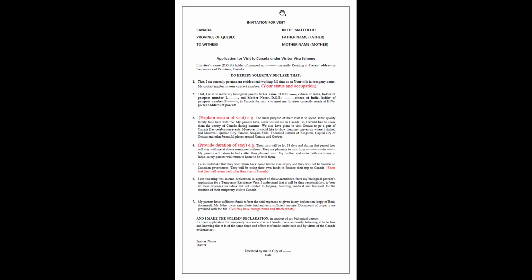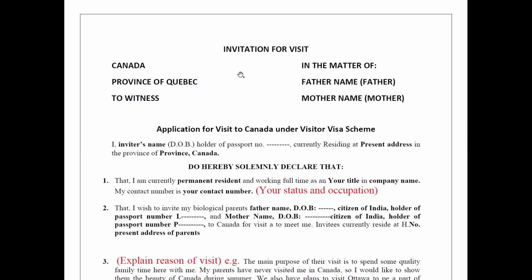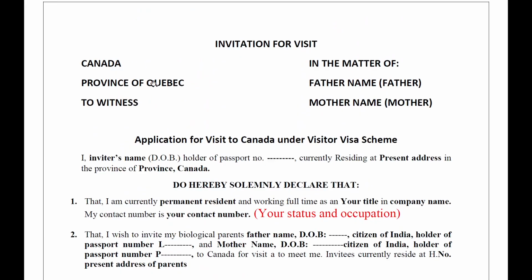So this is how an invitation letter looks like. I will go through it one by one, how I prepared this letter when I wanted to invite my parents to Canada. Here you need to mention which state you're living in, and who you want to sponsor. For example, your father's name here, your mother's name here, and in brackets you need to mention your relation.